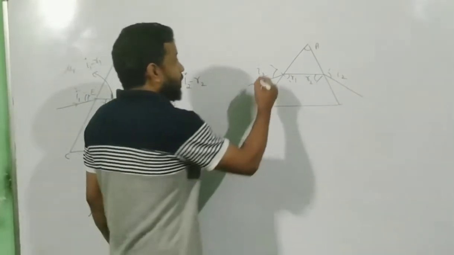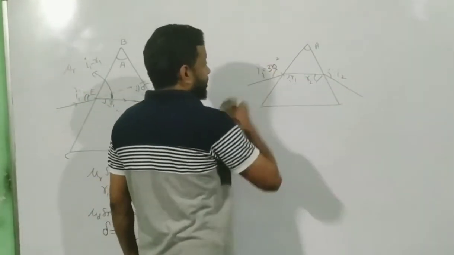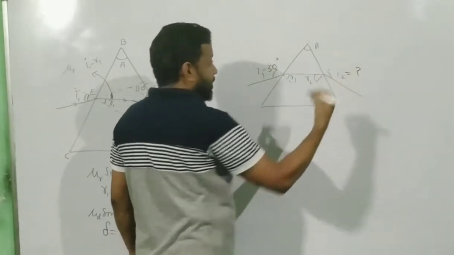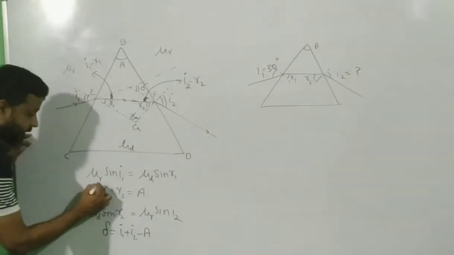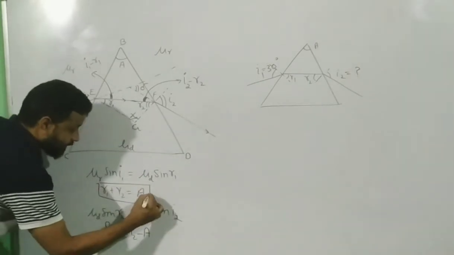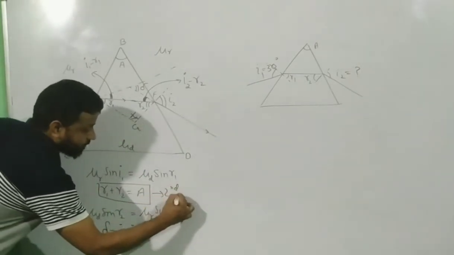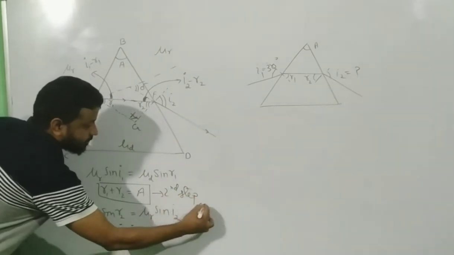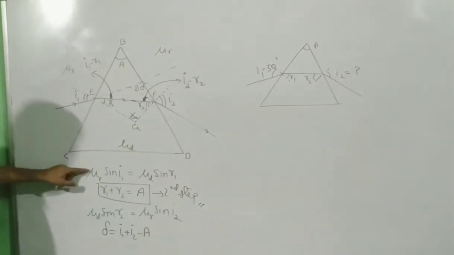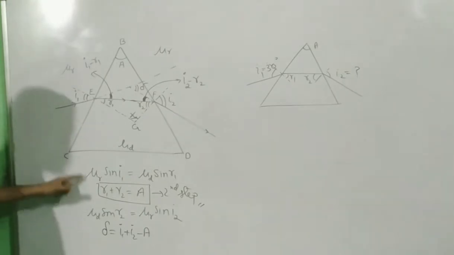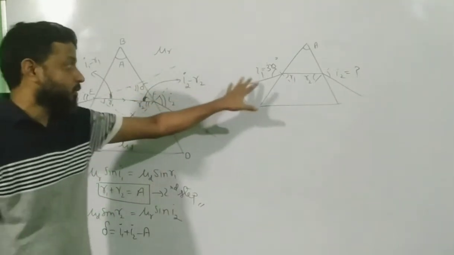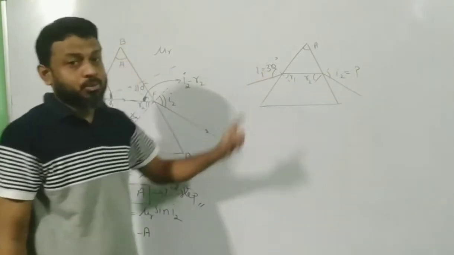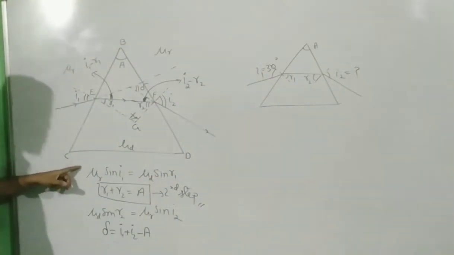Say that I1 is given to you, let us say 30 degrees, and I want to know what my emergent angle should be. These are the four equations, and remember, this is always the second step. This step is always the second step. This and this, out of these you have to decide which one to take first by reading the question. In this question, I1 is given to you. So your first step is the one which is given to you.